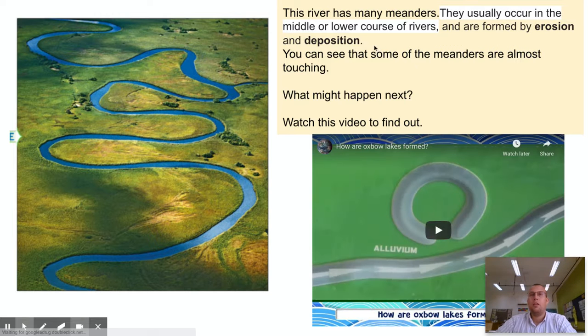All right. This river has many meanders. They usually occur in the middle or lower course of rivers and are formed by erosion and deposition. You can see that some of the meanders are almost touching, right? You can almost see them touching. What might happen next? Watch this video to find out. So this question, what might happen next? Answer that in the answer sheet when you watch the video, okay?